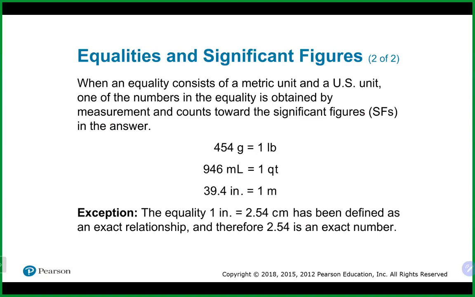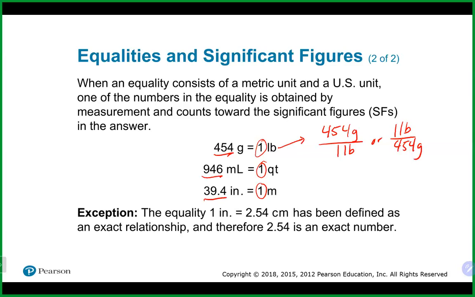Now, when equalities consist of metric to US or English, we should look at the significant figures in there. All these are crossover conversions going from the metric to the English system. In this particular case, we would not look at these numbers here, but we would look at these numbers here when we're doing a calculation. For example, let's just say we wanted to use this equality. We could write our 2 conversion factors, 454 grams over 1 pound, or 1 pound over 454 grams.